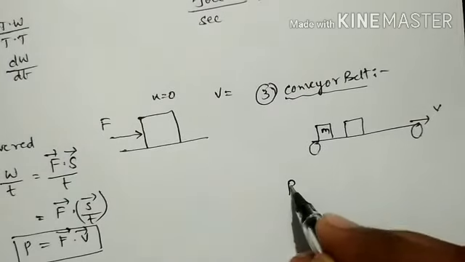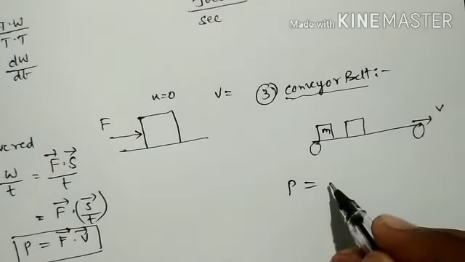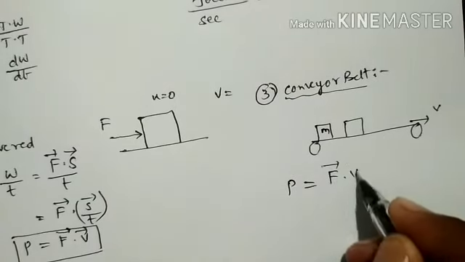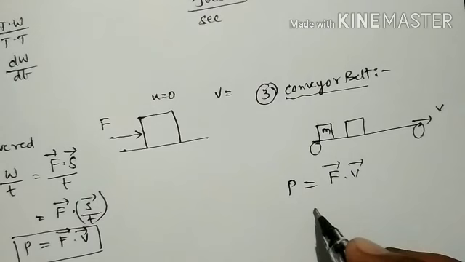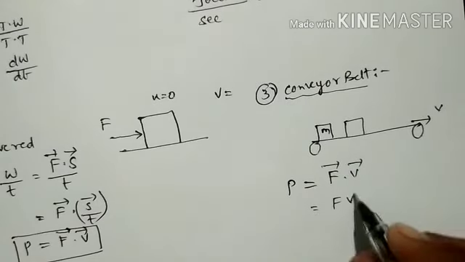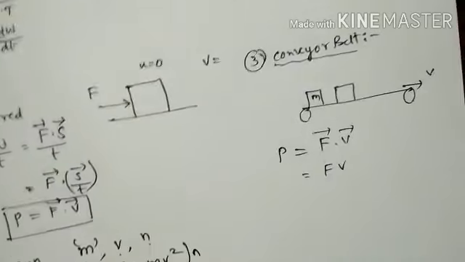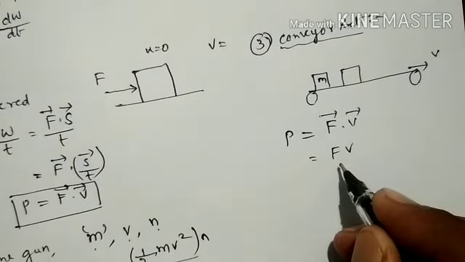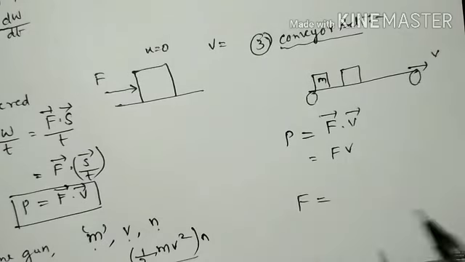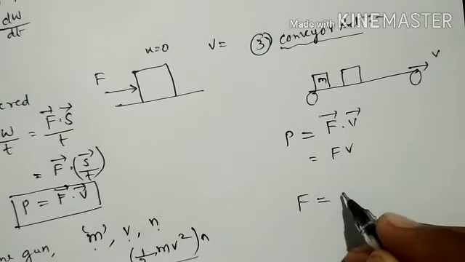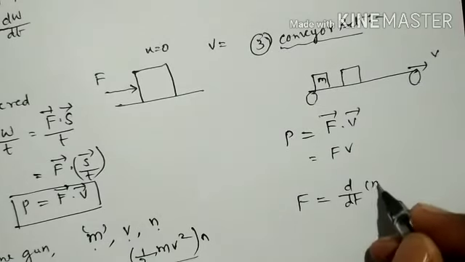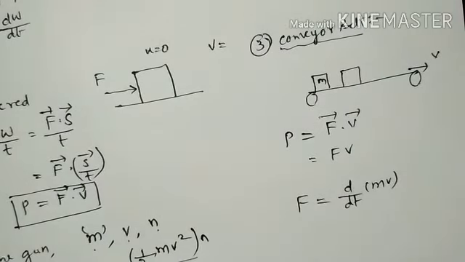So the power delivered by the motor is equal to force into velocity, F bar dot V bar. Otherwise you can write F V cos 0, that is FV. So what is F into V? If you observe, what is the force required to pull this belt? Force F is equal to, we have the formula, m into dv by dt, or you can also write d by dt of mv.